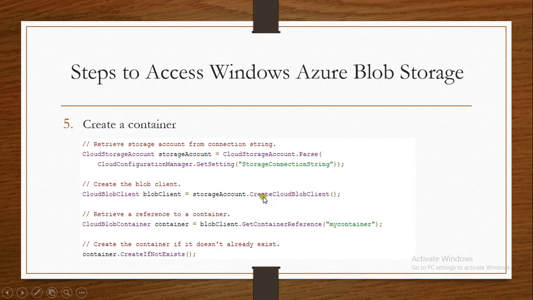So once I create an instance for my storage account, then I create an instance for my client, the blob client, using the CloudBlobClient, and then I create a container. Now I have this important statement, container.CreateIfNotExists. That is, you're going to create a container only if it doesn't exist. If it is already existing, then I will not create a container.